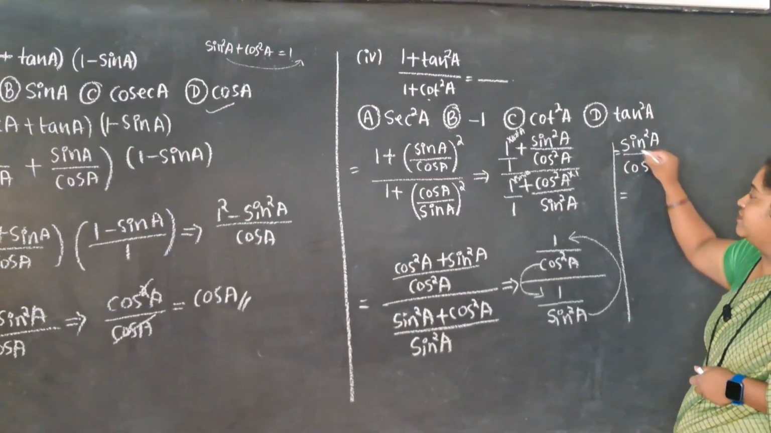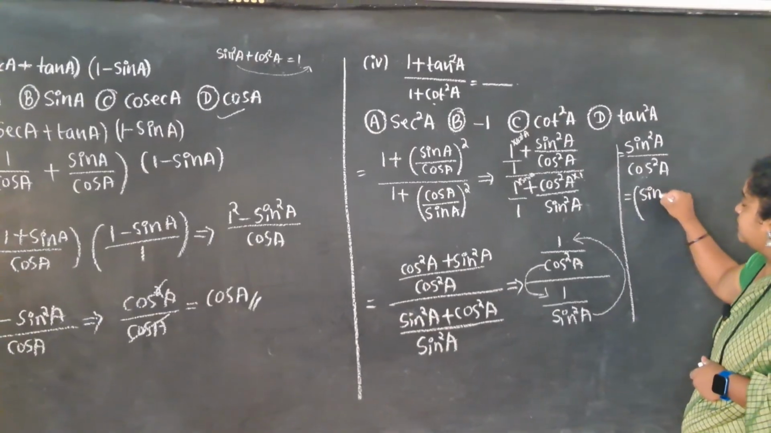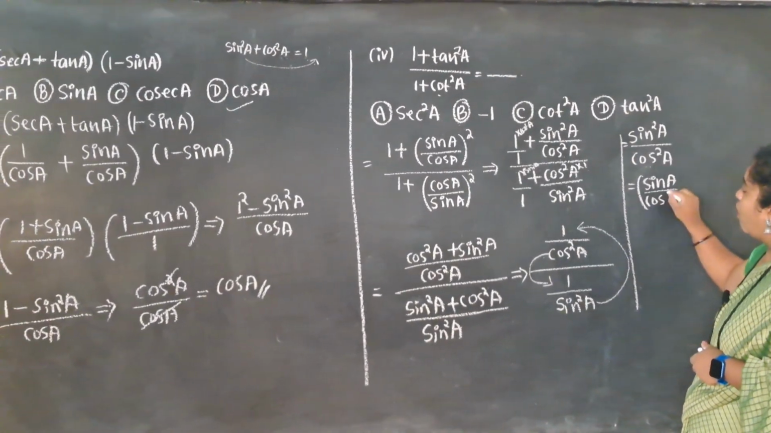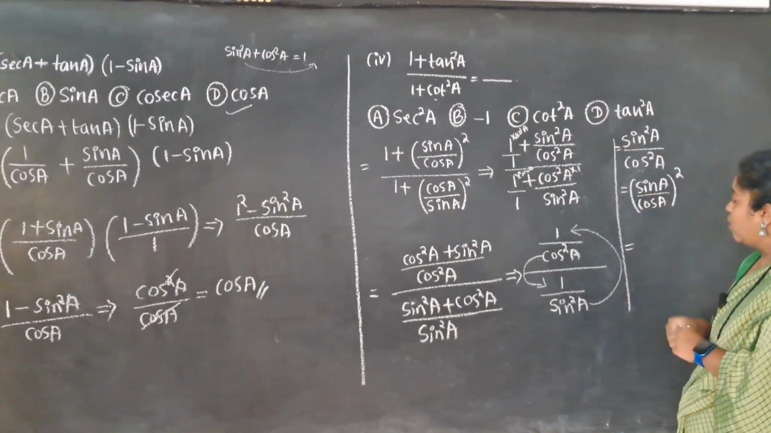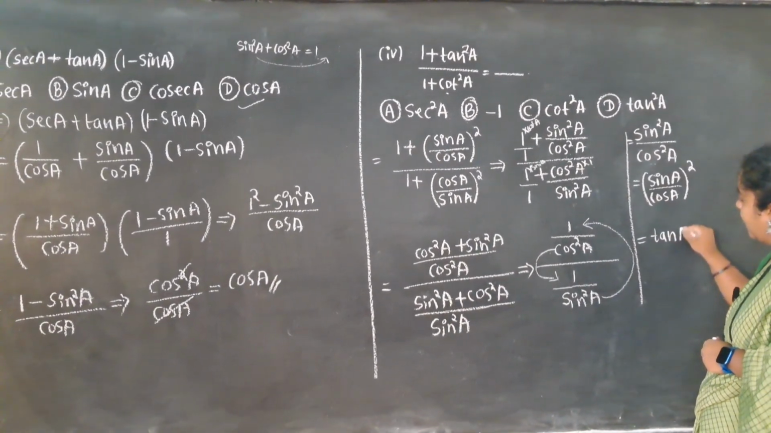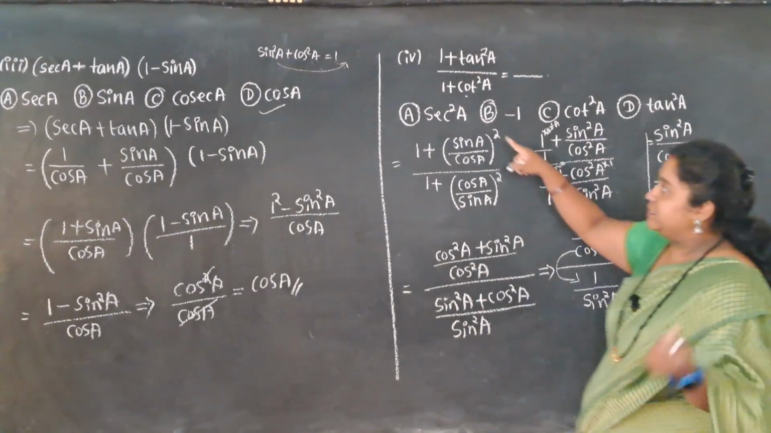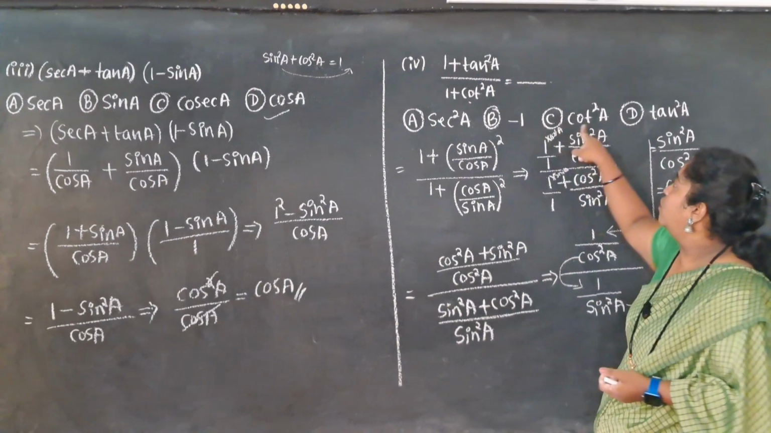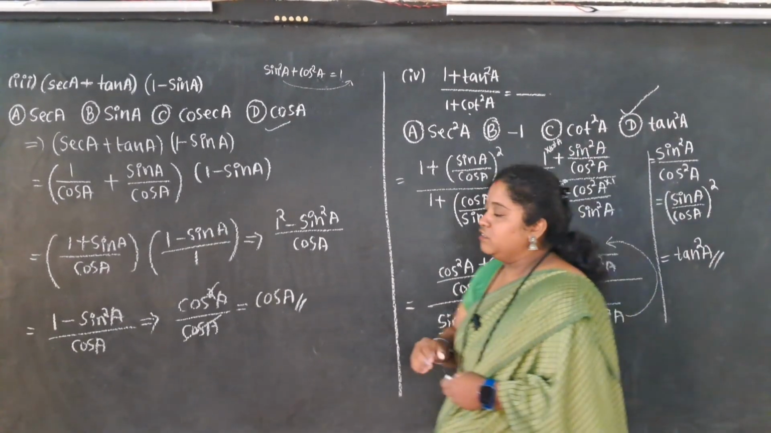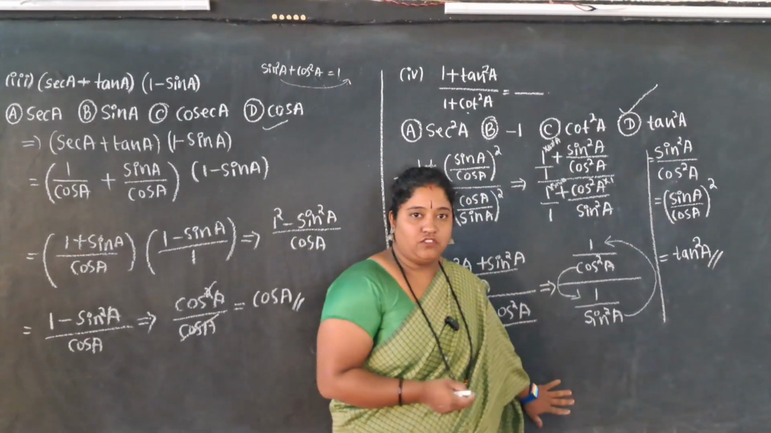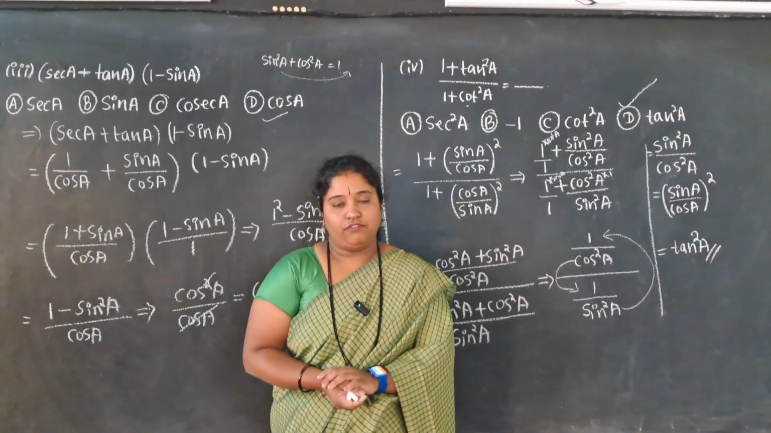And you know that, dear, sine by cos is tan. I can also write this as sine a divided by cos a, the whole square, where sine a by cos a is tan a, and the square is also there, so that is tan square a. Look at the options. Secant square a, no. Minus 1, no. Cot square a, no. D, we have tan square a. Understanding? So this question is a little important to be understood. So practice them. If you have any doubt, write in the comment section. We'll move to the next.